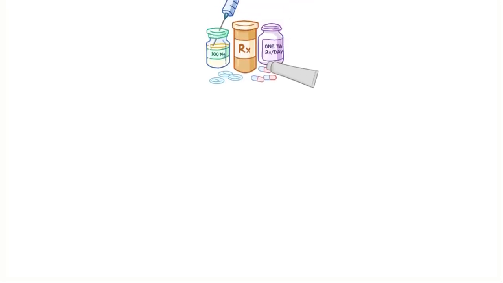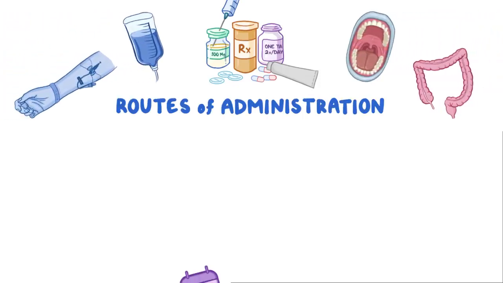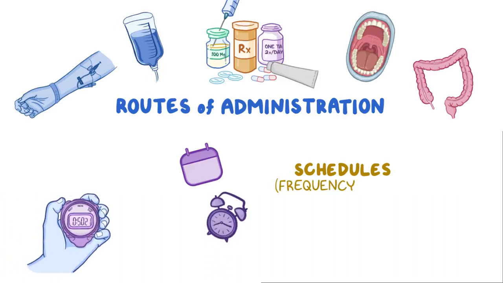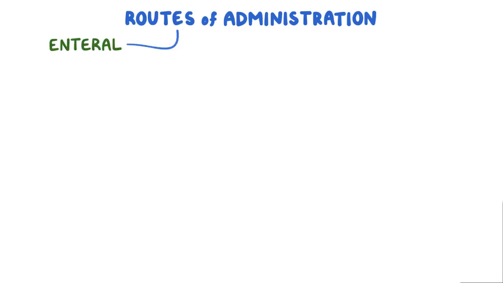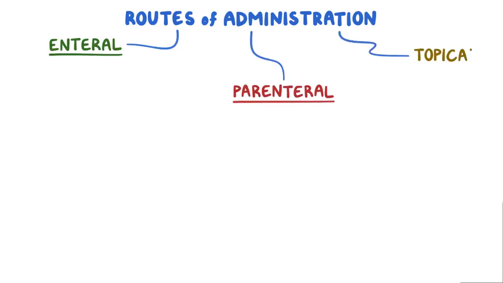Every medication can be administered through various means, known as routes of administration, and various schedules, meaning at particular frequency and amount or dose, which is known as the dosing regimen. Alright, so routes of administration are broken down into three main categories: enteral, parenteral, and topical.